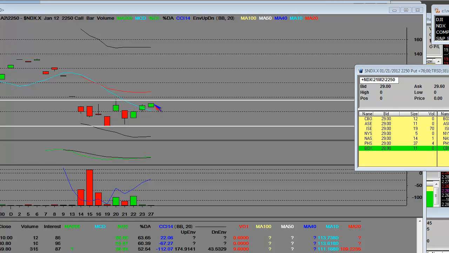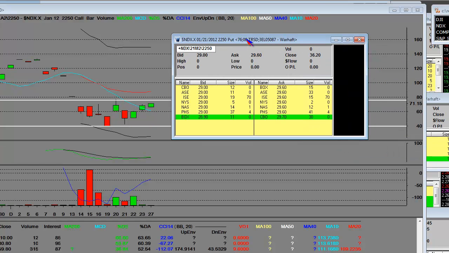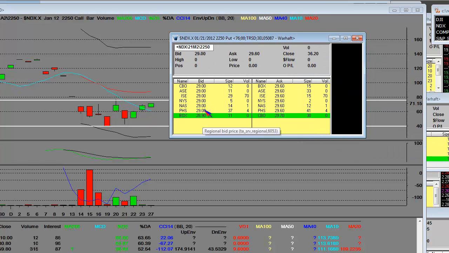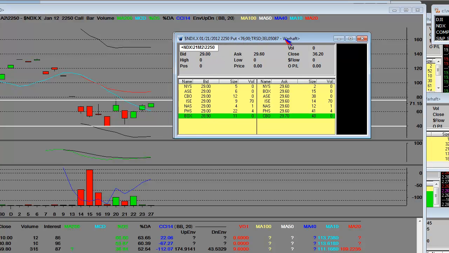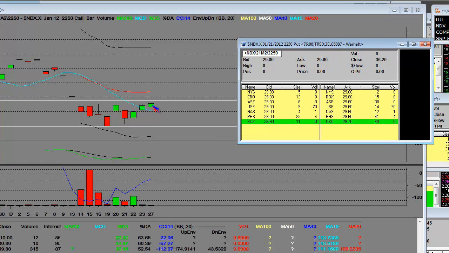The call side's getting inflated, and the put side is getting marked down to all-time lows. And our option brain will tell us that we are in a buy range. Then we will calculate the lower bids here on this 2250 put, which is the opposite side of the bloated side of the NASDAQ 100.